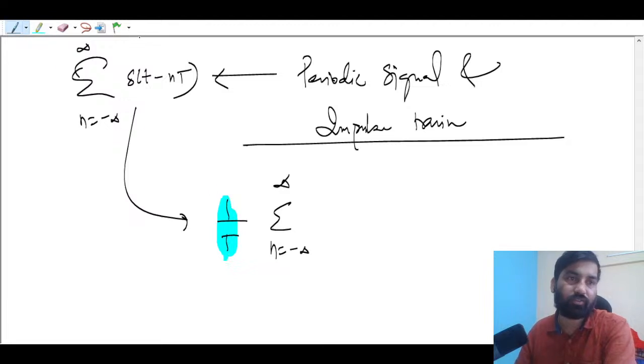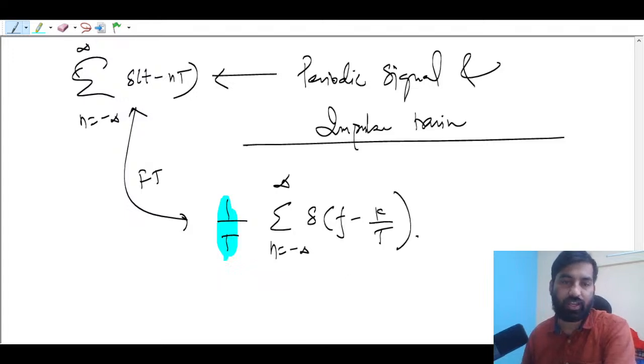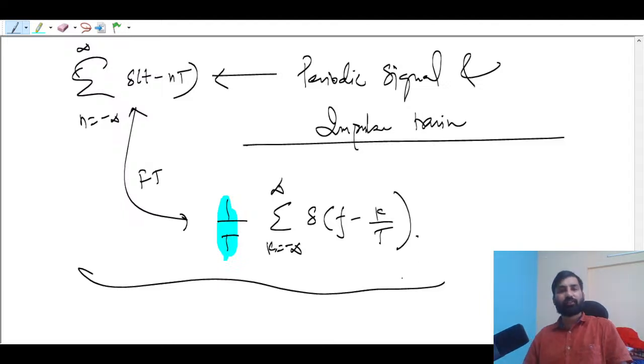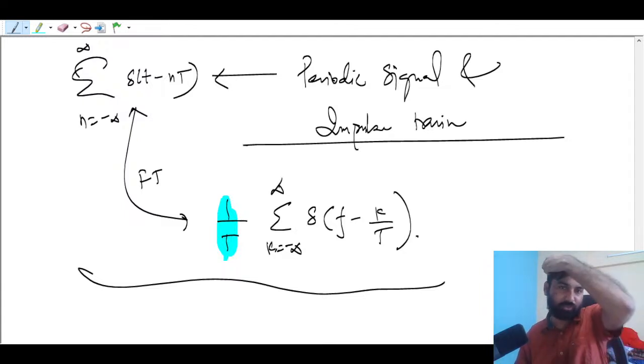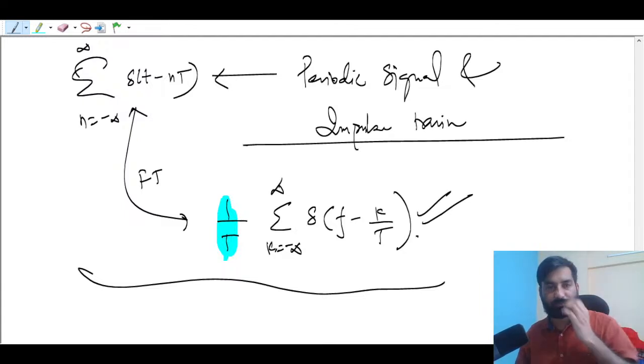When you are finding the Fourier transform of this, I'm talking about Fourier transform, right? So 1 by T is because of the Fourier series. Now you can write this as delta f minus k by T, where k is going from minus infinity to infinity. So the impulse train has the Fourier transform impulse train only, but this factor will come out. All the amplitudes are going to be scaled by 1 by T. Please do remember that. This is also an impulse train, okay?